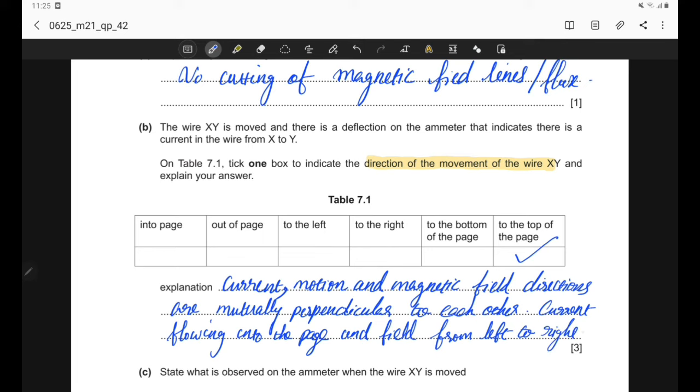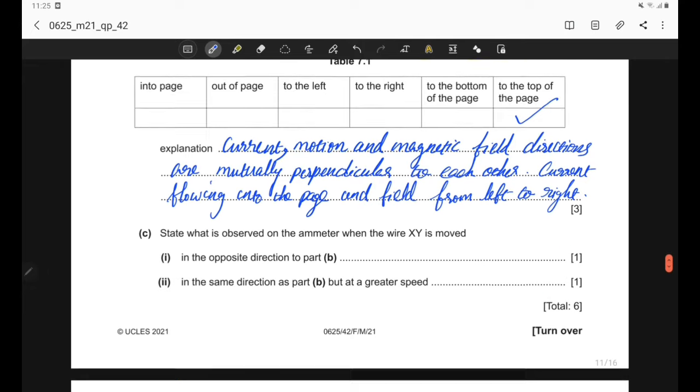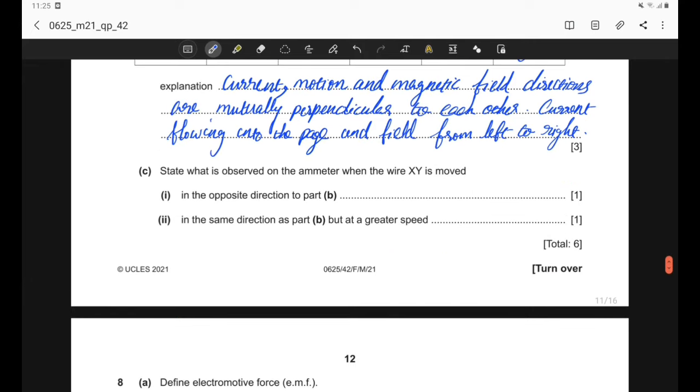So definitely the third perpendicular will be upward. You can use Fleming's right hand rule. Part C. State what is observed on the ammeter when the wire XY is moved in opposite direction of part B.